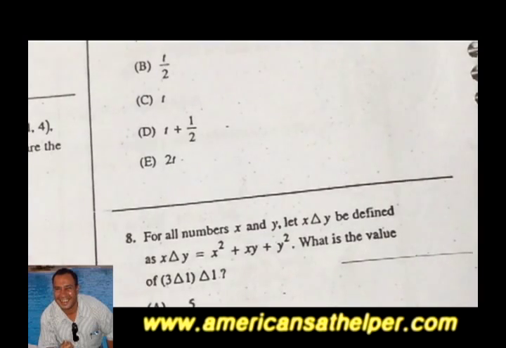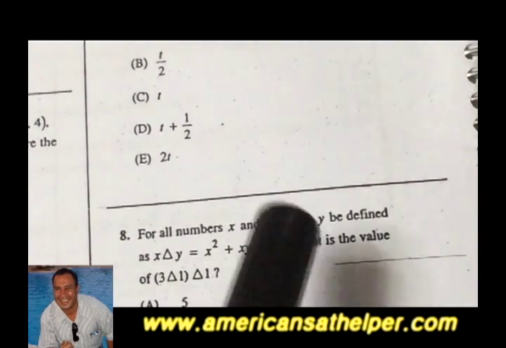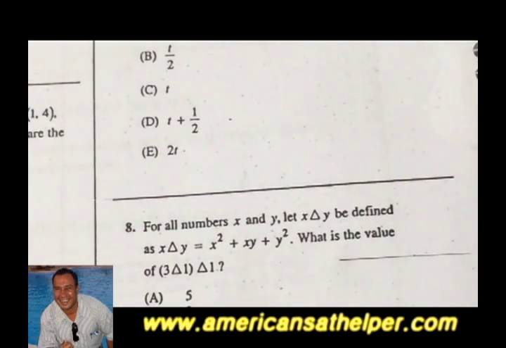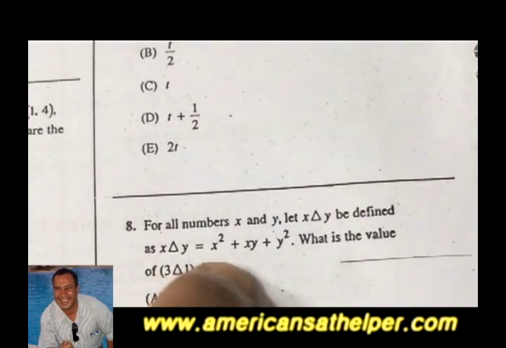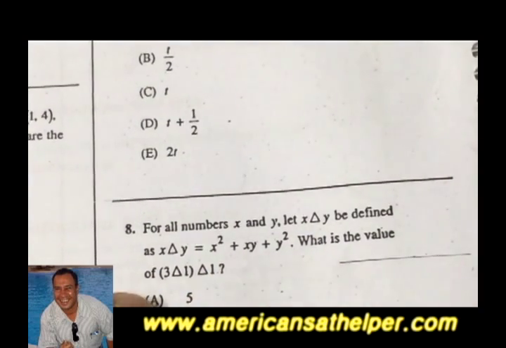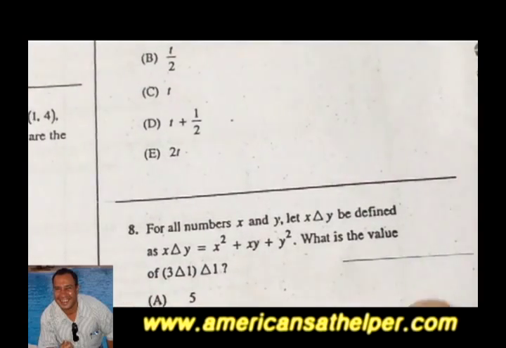Number 8 states for all numbers x and y, let x triangle y be defined as x triangle y equals x squared plus xy plus y squared. What is the value of 3 triangle 1 triangle 1? It's okay.